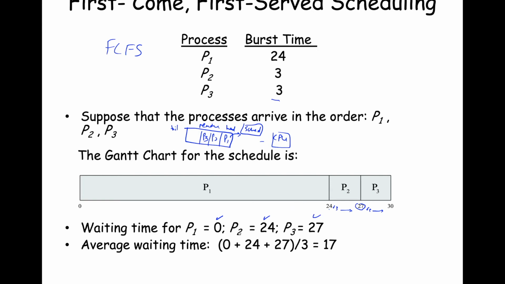So now we can calculate the average wait time. So we add up the 0 for P1's wait time, the 24 for P2's wait time, and the 27 for P3's wait time. We add them up, divide by 3, and we get 17 milliseconds as the average wait time. So we're going to compare this wait time to other approaches, and you can see that different scheduling algorithms will optimize on different criteria associated with process scheduling.